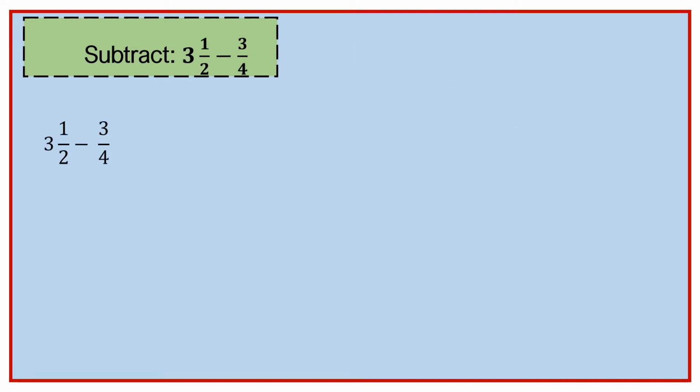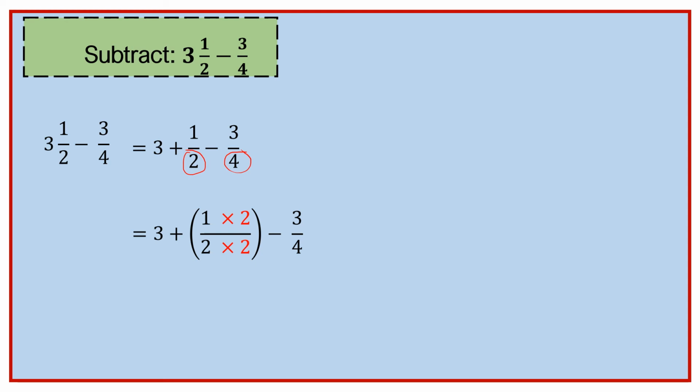Let us move on to example number 4. We have got 3 and a half minus 3 out of 4. This is actually 3 plus a half minus 3 out of 4. Now you see that we have got denominators that are not the same. This is 2, but this is 4. So in that case, let's have 2 times 2 and 1 times 2 such that we come up with 3 plus 2 out of 4 minus 3 out of 4.